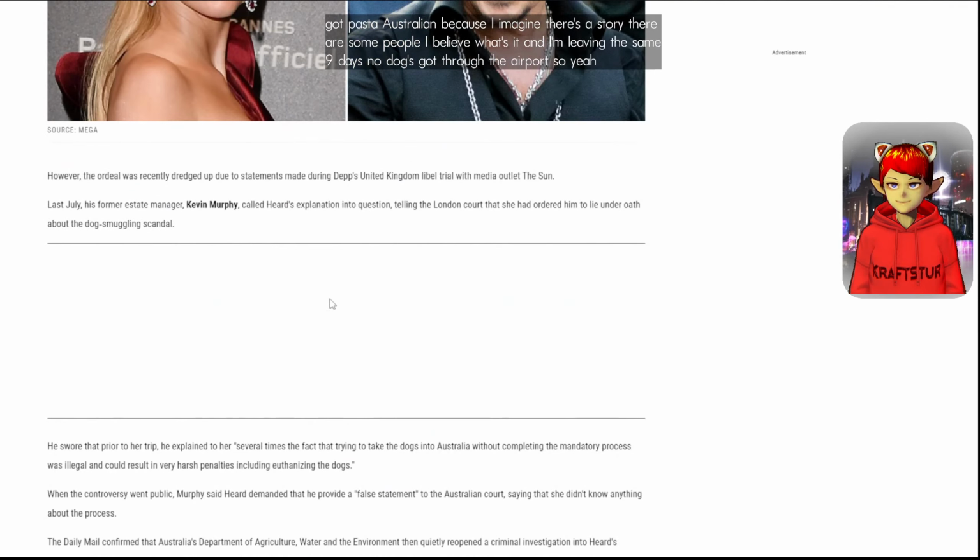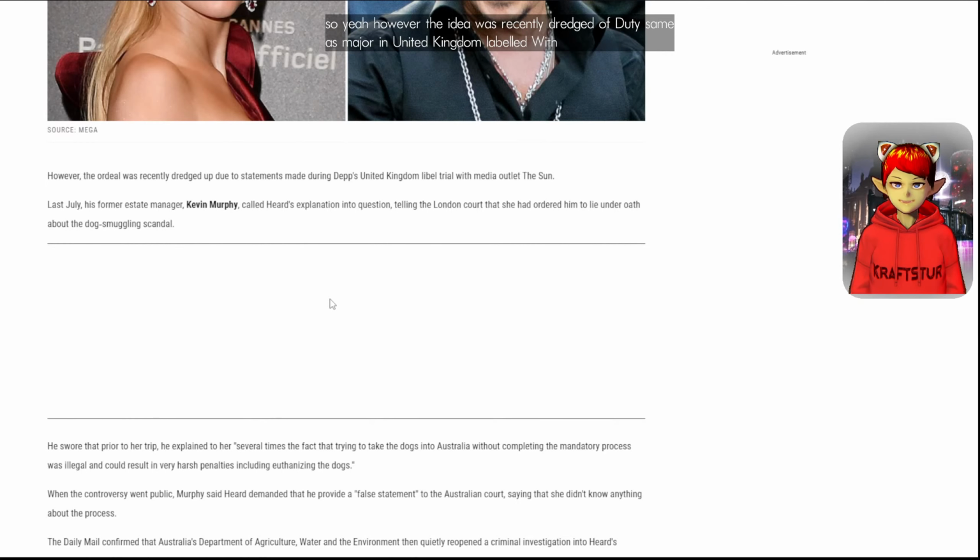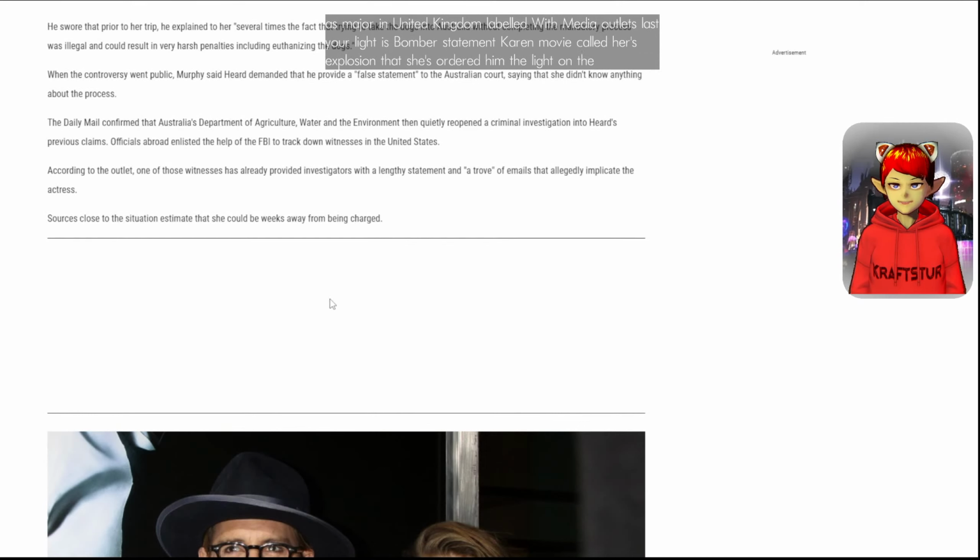So yeah. However, the ordeal was recently dredged up due to statements made during Depp's United Kingdom libel trial with media outlet The Sun. Last July, his former estate manager, Kevin Murphy, called Heard's explanation into question, telling the London court that she had ordered him to lie under oath about the dog smuggling scandal. He swore that prior to her trip, he explained to her several times the fact that trying to take the dogs into Australia without completing the mandatory process was illegal and could result in harsh penalties, including euthanizing the dogs.